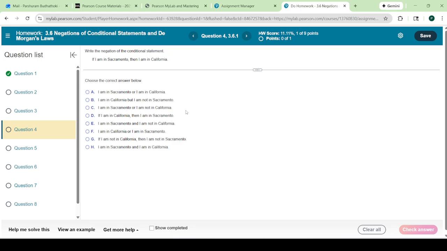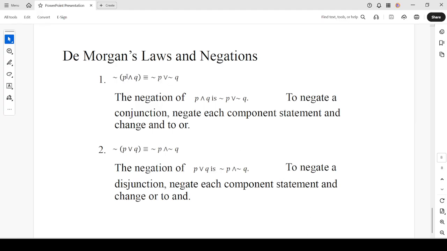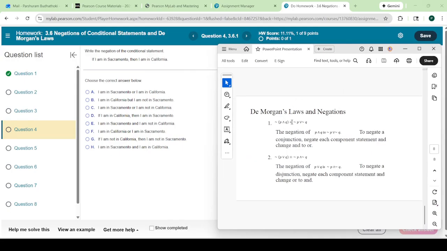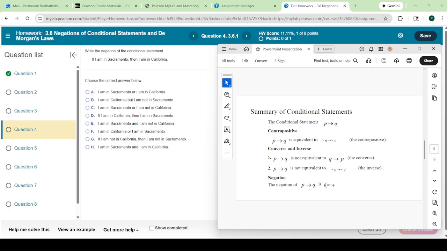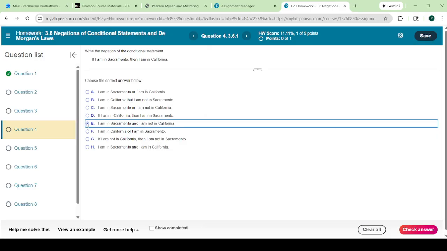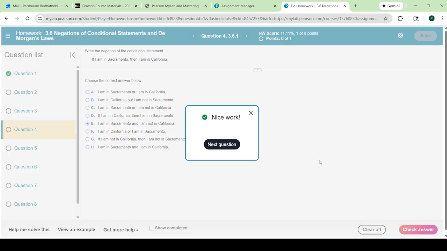Let's see this example here. Write the negation of the conditional statement: if I am in Sacramento, then I am in California. So the negation of that is, what is that? The negation of this is the first statement and the negation of the second statement. I'm in Sacramento and I'm not in California. That's the negation of that statement.